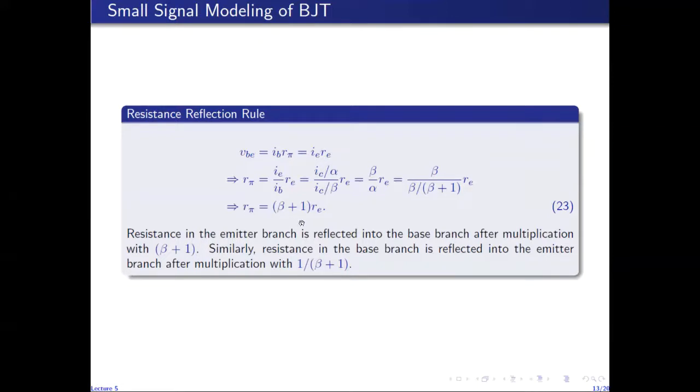So if you have a resistance on the base side, you can reflect it onto the emitter side by dividing it by beta plus 1. And if you have a resistance in the emitter branch, then that resistance is seen in the base branch as amplified by beta plus 1. Hence the name resistance reflection rule. This will pop up a lot in our calculations.